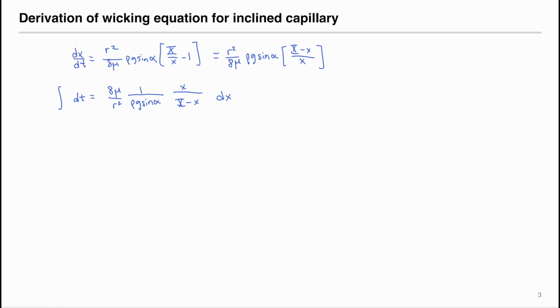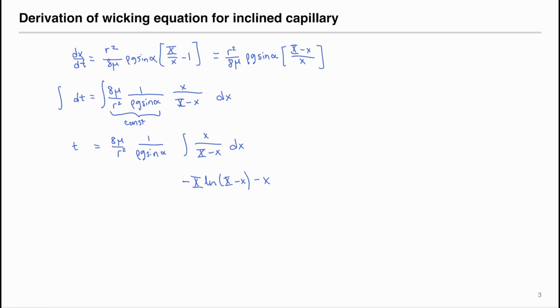You want to integrate everything. We'll realize that this whole term is a constant. It can be taken out. And the integral of dt is just t. We take out the constants. We want to integrate x over big X minus x. We can get the integral from Wolfram Alpha or do it by hand. Wolfram Alpha gives me that this integral equals negative big X natural log of big X minus small x, minus x.